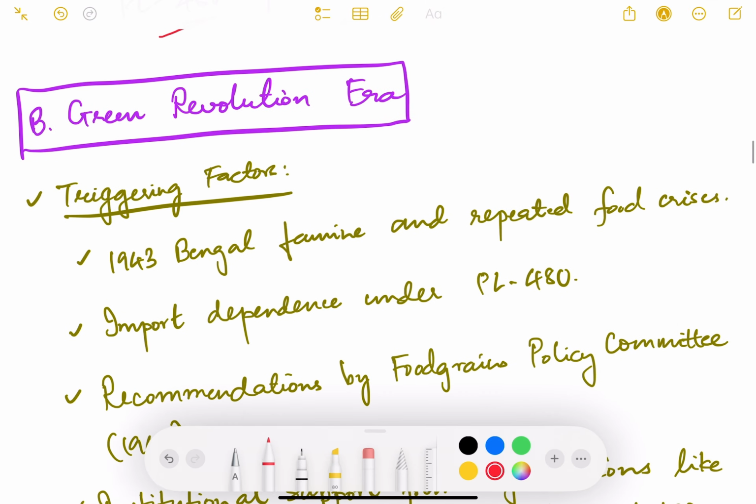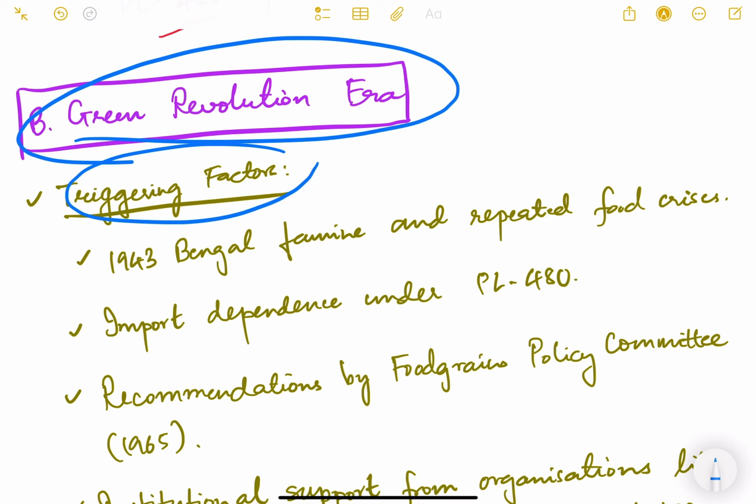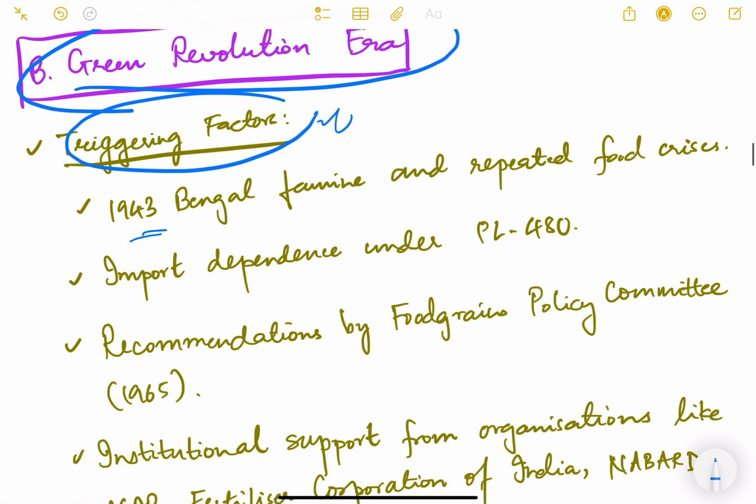Now let us come and see what happened during the Green Revolution era, how these things changed during the 1960s, 70s and also 80s. What were the triggering factors for Green Revolution? The 1943 Bengal famine, also before the independence, it opened our eyes because lakhs of people died during that famine, and we thought that we should be food self-sufficient. And if we are not food self-sufficient, then we'll never grow as a country, because nutrition is an important factor for a country to grow.